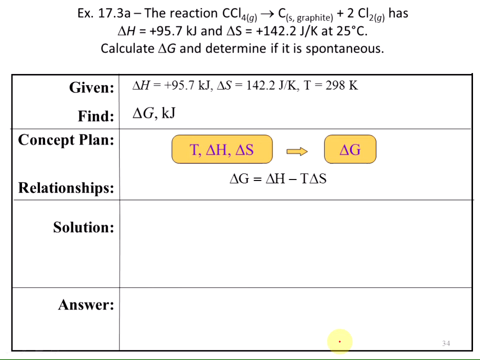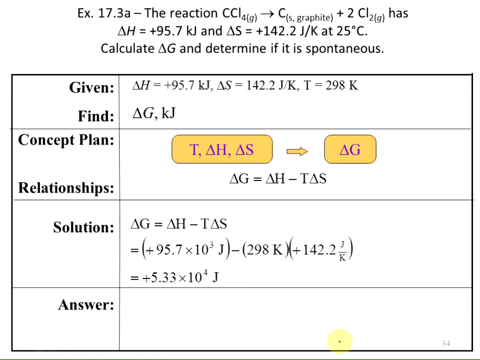So if I substitute in my delta H, which was 95.7 kilojoules, and my temperature at 25 degrees C, but I'm going to need that in Kelvin, so I'm going to convert my Celsius to Kelvin, so I'm going to use 298. And my delta S, my change in entropy, is 142.2 joules per Kelvin. So this is why I had to have my temperature in Kelvin. I need those K's to cancel out. And then when I subtract these two terms, I need these both in the same units.